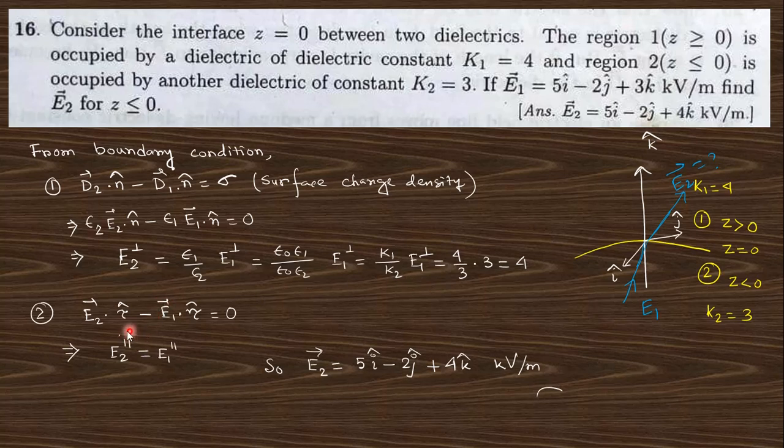The second boundary condition says that the tangential component of the electric field will be continuous. That means the tangential component in region 2 equals the tangential component in region 1. The tangential component is perpendicular to the k direction, that is i and j. So i and j will be the same, and only k changes from 3 to 4. Clear? That's why the electric field in region 2 will be like that. Go to the next question.